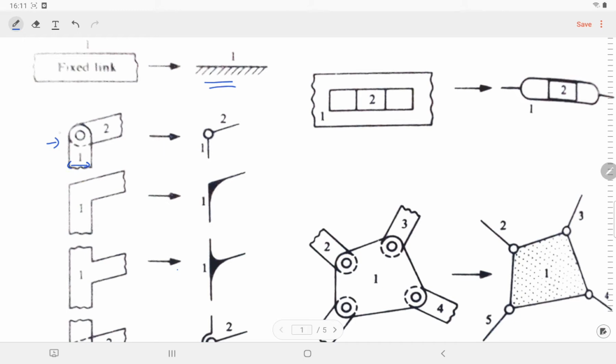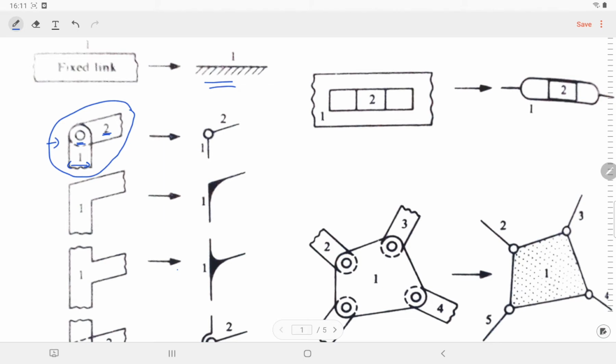instead of saying what the width and all those details are, because I don't need them for the analysis, I will just consider the link as a single line, and similarly consider link 2 as this line. In order to denote that these two links are connected using a kinematic pair called a revolute pair, I will put a circle like this. That's how I will convert this sort of thing into this one.